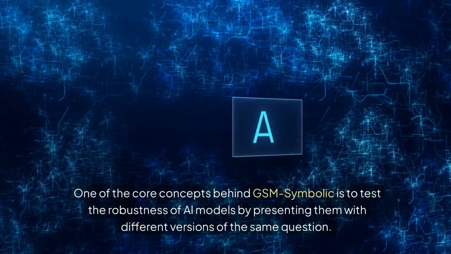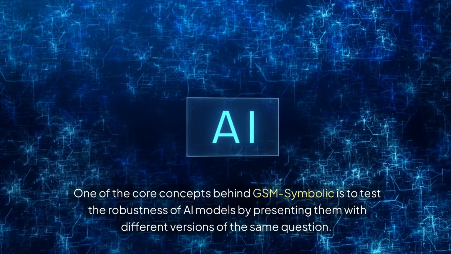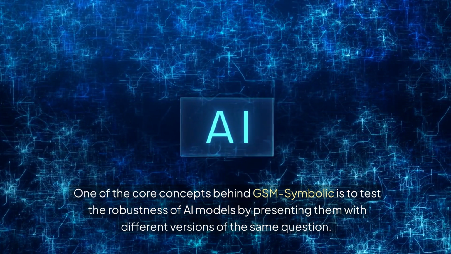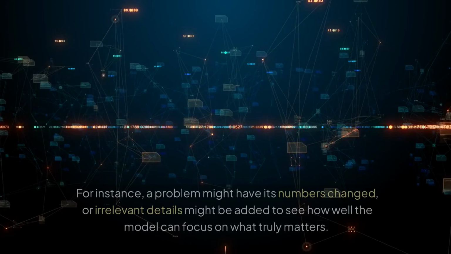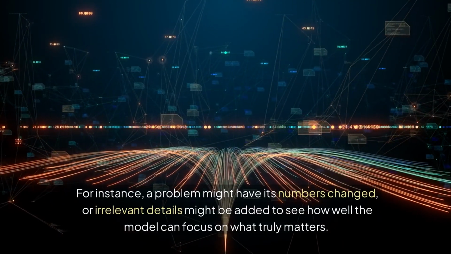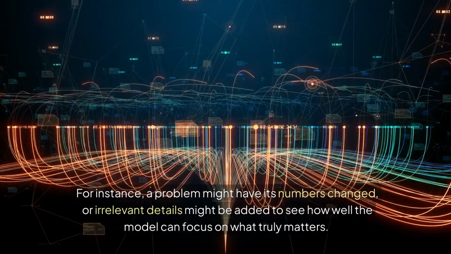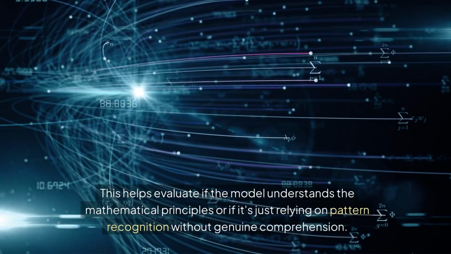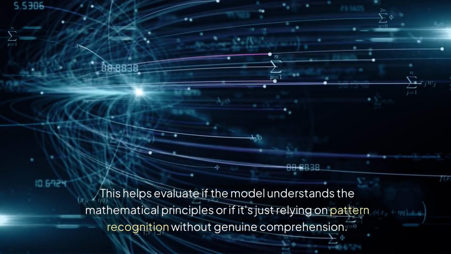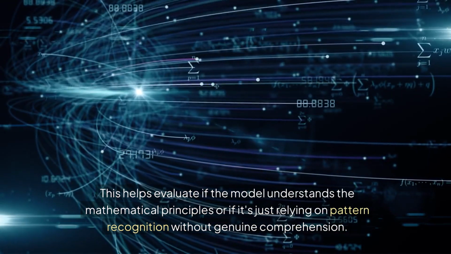One of the core concepts behind GSM Symbolic is to test the robustness of AI models by presenting them with different versions of the same question. For instance, a problem might have its numbers changed, or irrelevant details might be added to see how well the model can focus on what truly matters. This helps evaluate if the model understands the mathematical principles or if it's just relying on pattern recognition without genuine comprehension.